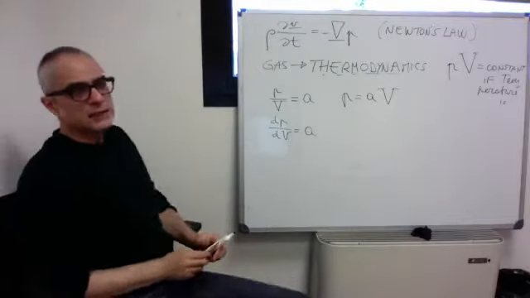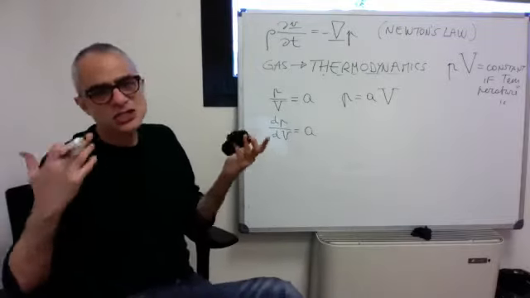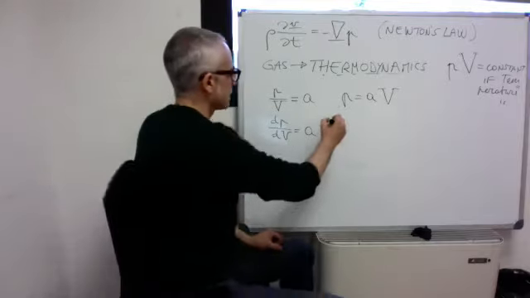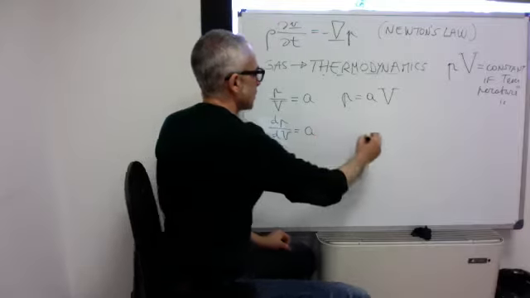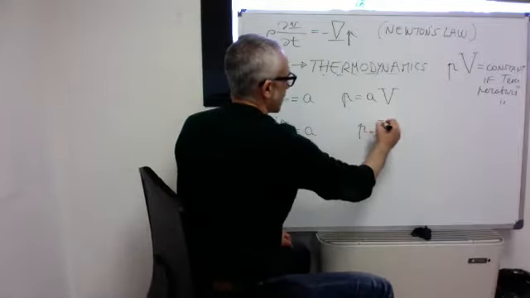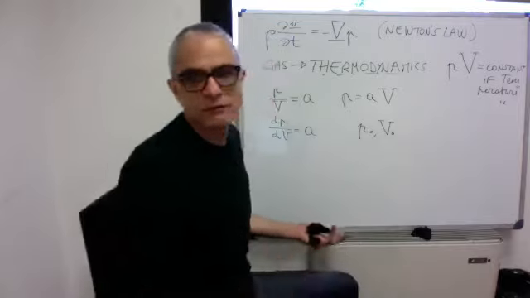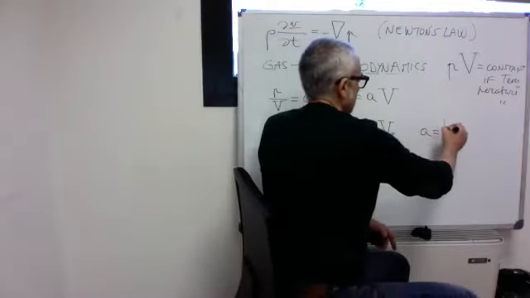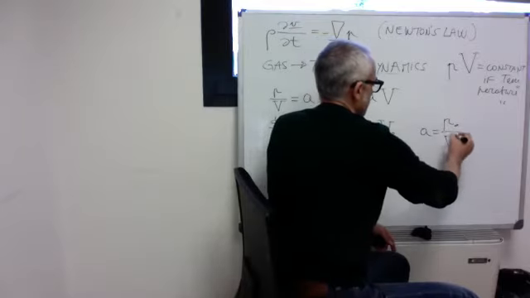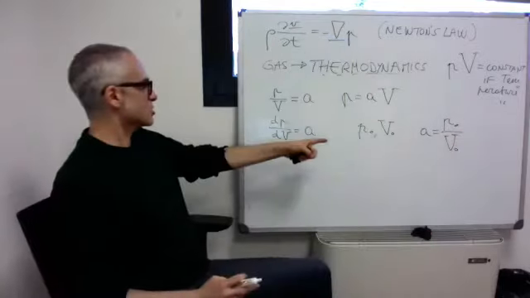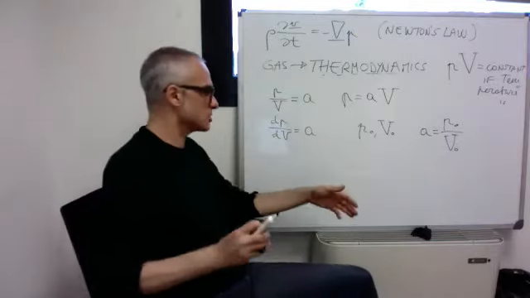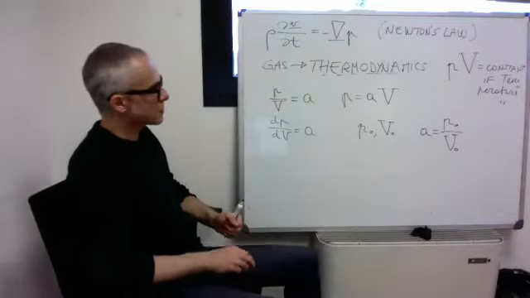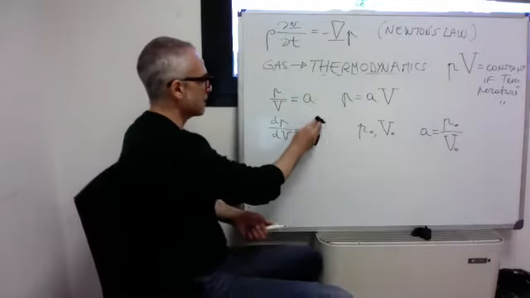Now, if I define some initial state of my system, at the beginning of my experiment, the pressure is equal to P0 and the volume is equal to a value that I call V0, then A is defined by that ratio. P will change, V will change, but that ratio is not going to change.